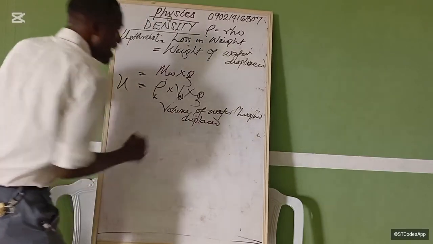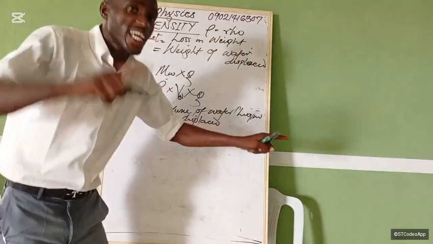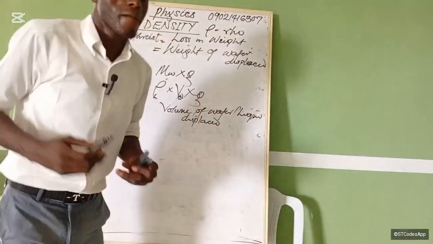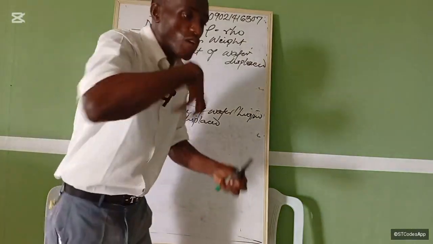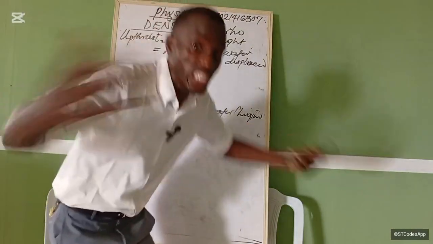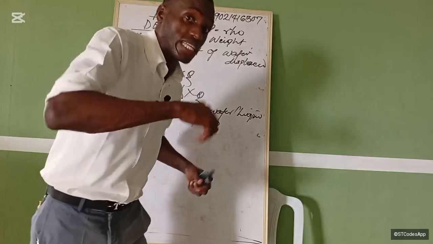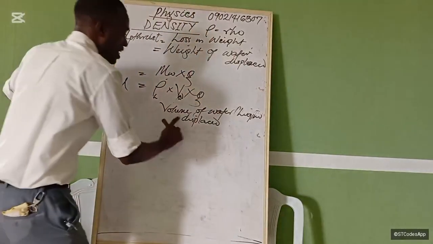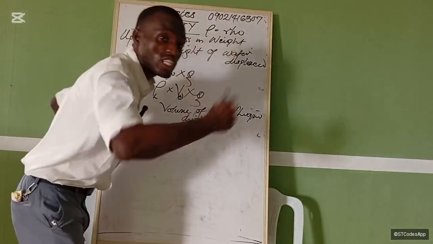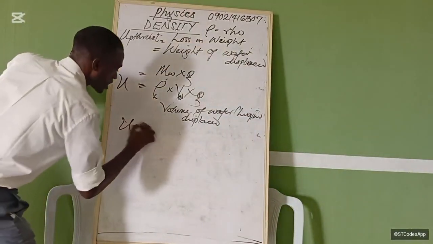And remember that the volume of liquid displaced is equal to the volume of the body itself, because if the body floats in water, its own volume of water will give way, right? That amount of water that gives way is equal to the volume of the object. Yeah? Okay, if that is the case, then it means that this volume is also going to be the volume of the object. So the upthrust is going to be what?